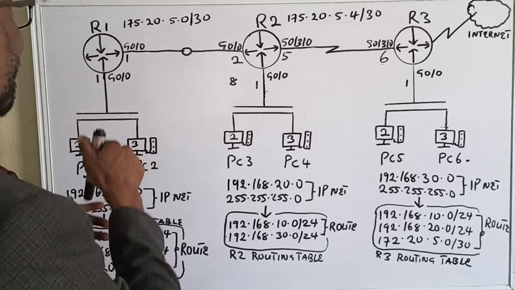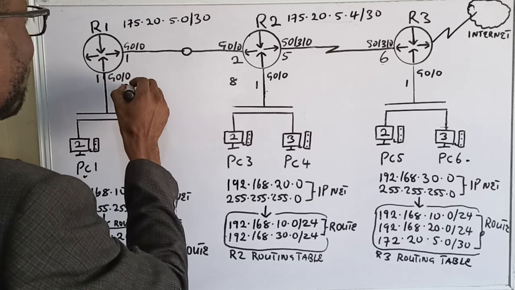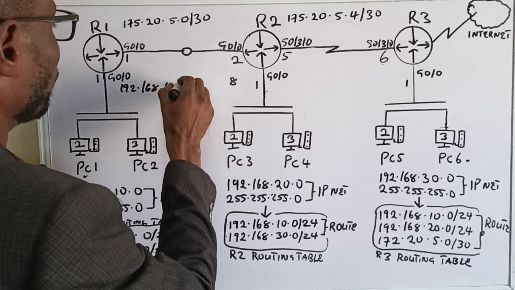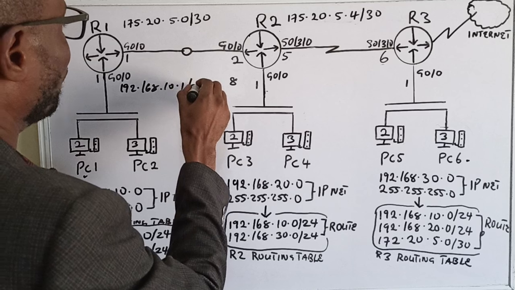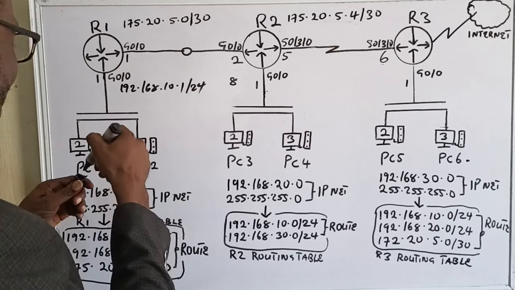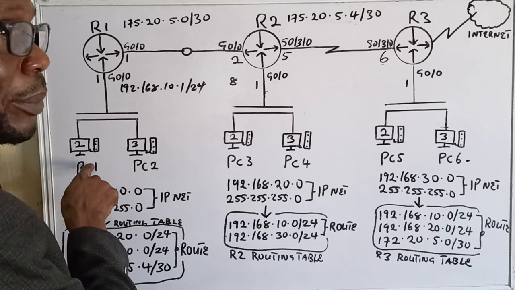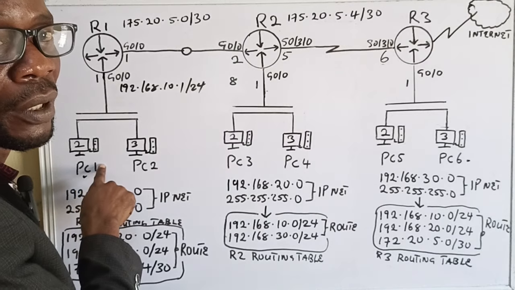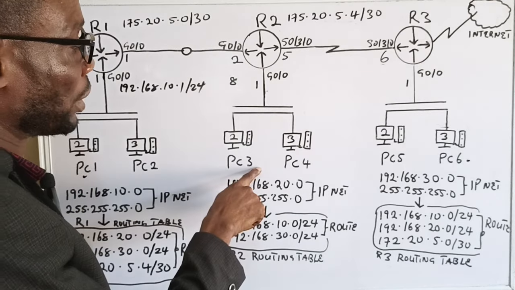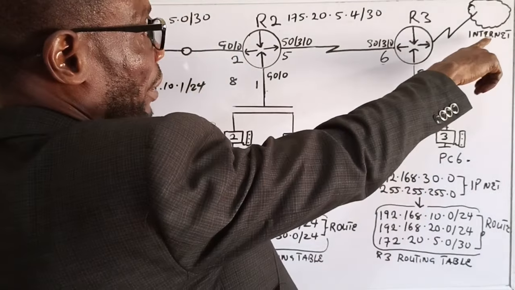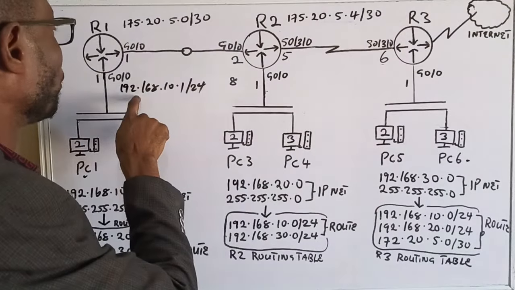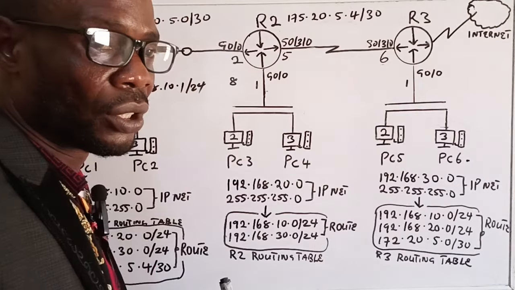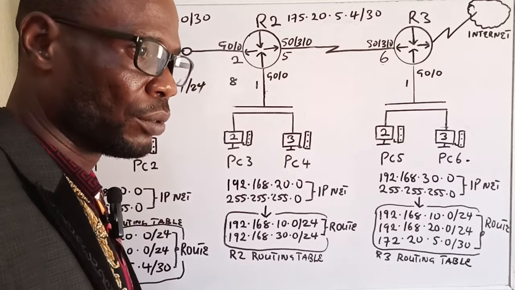Now I assign the default gateway. The default gateway is this IP address here on the router interface, 192.168.10.1/24. This IP address will stand as default gateway to these PCs. Without this default gateway address, these PCs cannot communicate with another network, with these computers or any computer on the internet. So they use the default gateway as a gateway to the internet, a gateway to the different network, just like a tollgate.